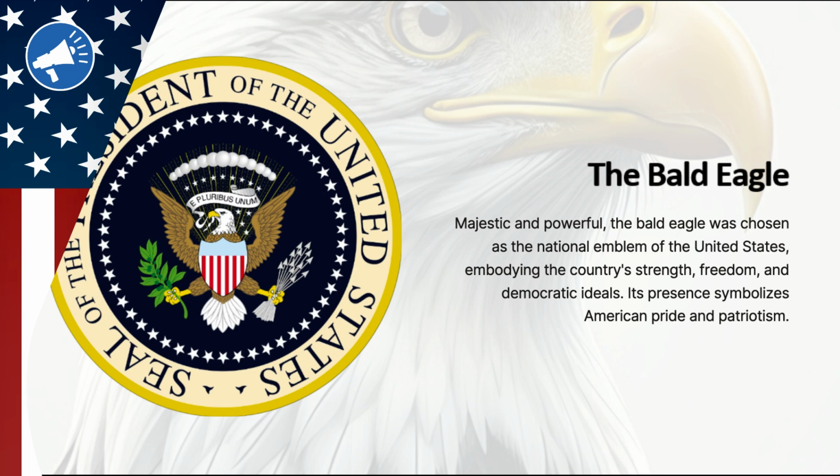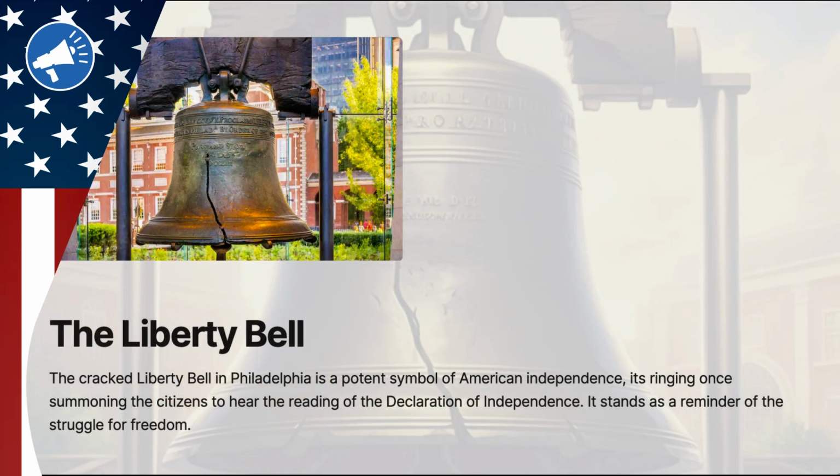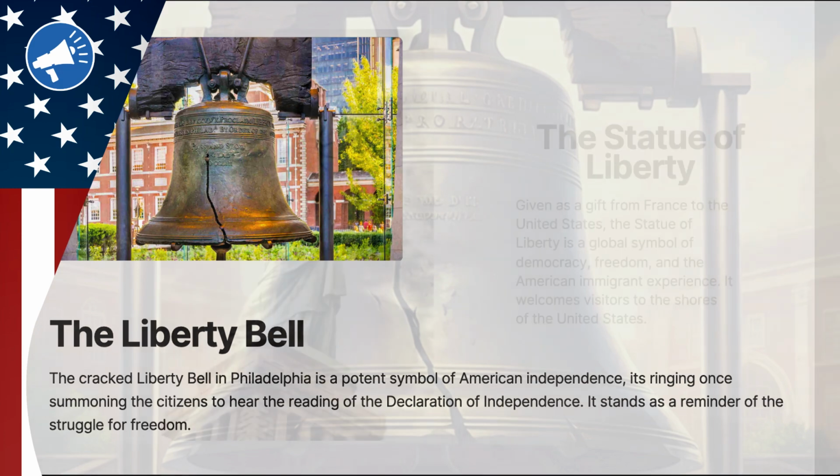The bald eagle, which is the symbol of the United States, embodies the country's strength, freedom, and democratic ideals, symbolizing Americans' pride and patriotism. The Liberty Bell, which is located in Philadelphia, is a potent symbol of America's independence. It stands as a reminder of the struggle for freedom.